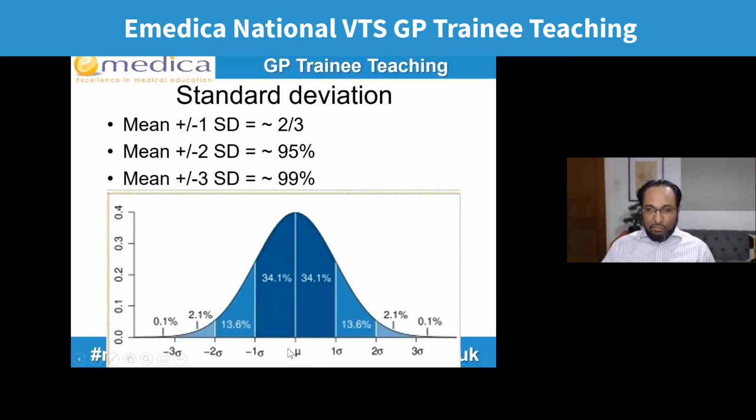Sigma is standard deviation. If you go one standard deviation above and below, you get just over 2/3, actually 68% of the data. If you go 2 standard deviations above and below the mean, you get just over 95% of the data. We call this the 95% confidence interval. If you go 3 standard deviations above and below the mean, you get more than 99% of the data, and we call this the 99% confidence interval. Okay, so that's standard deviation.